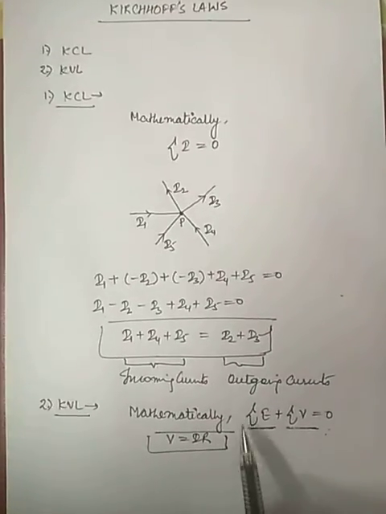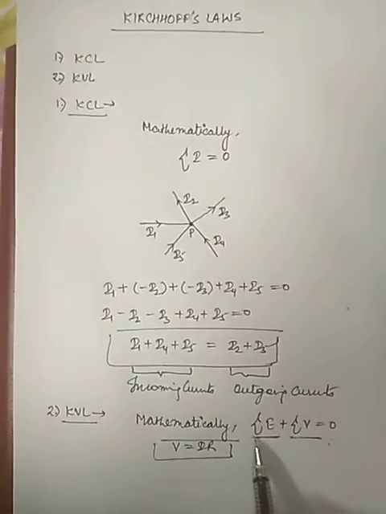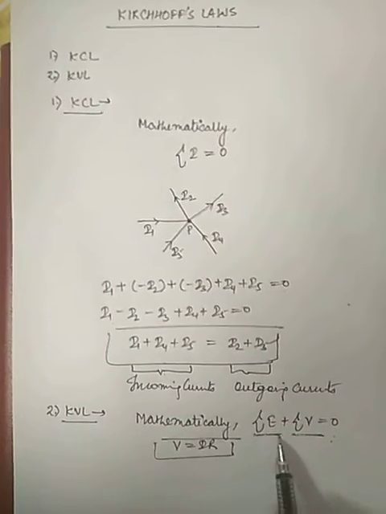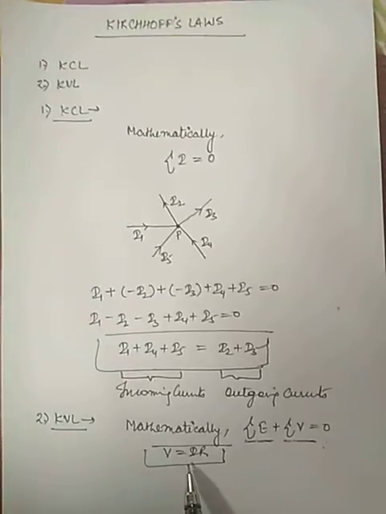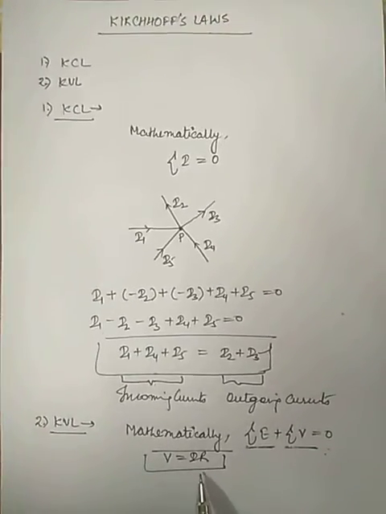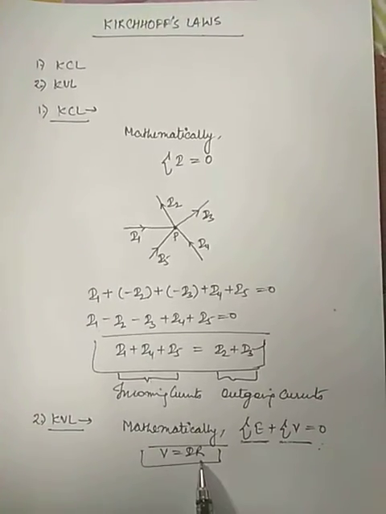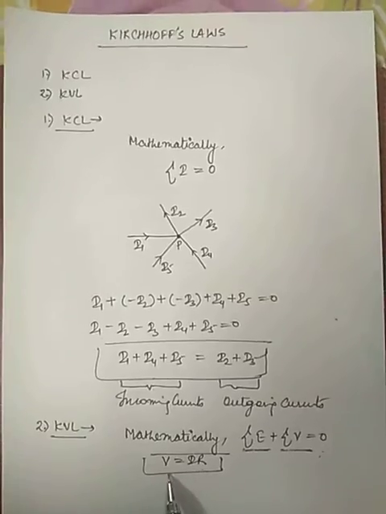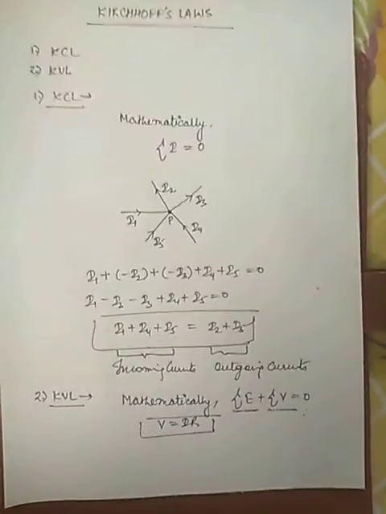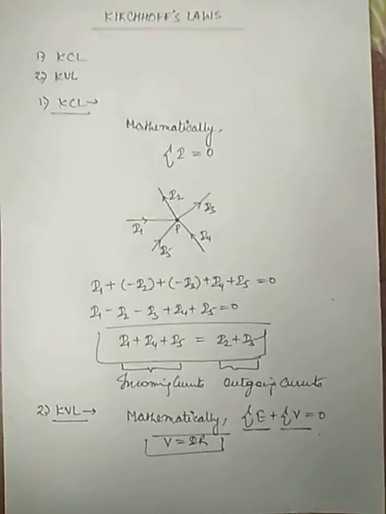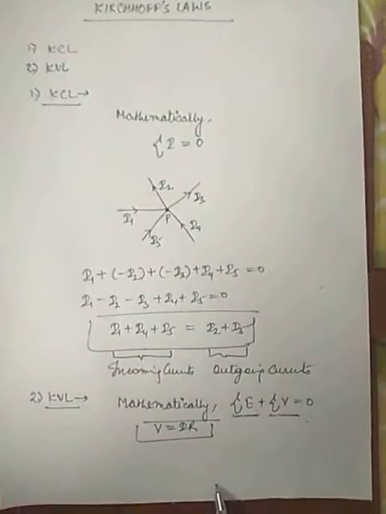Mathematically we can write it in this form. E shows the EMF sources and V shows the voltage drops. We can write V is equal to IR, where I is the current and R is the value of resistance. So I times R is equal to V, which is the voltage drop. This law is known as Kirchhoff's voltage law.